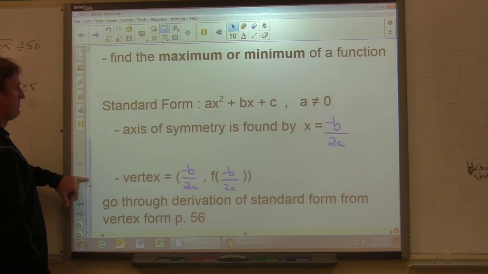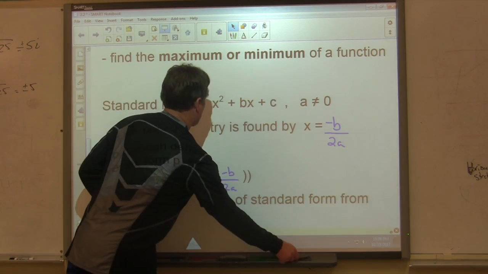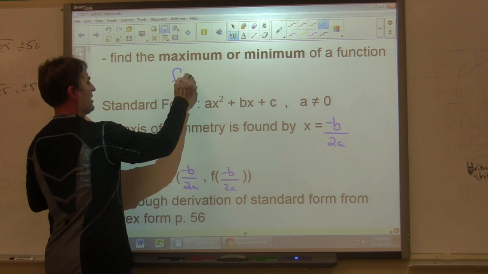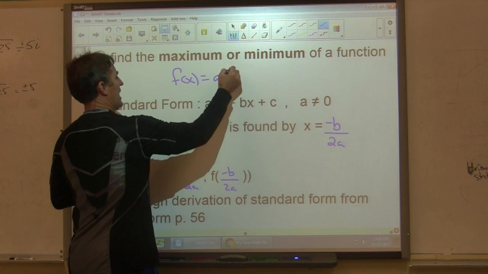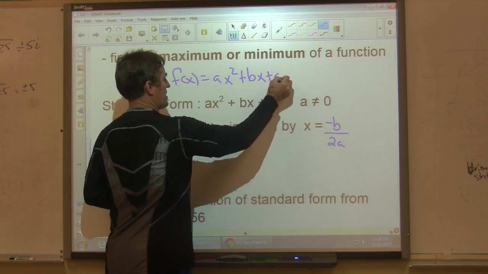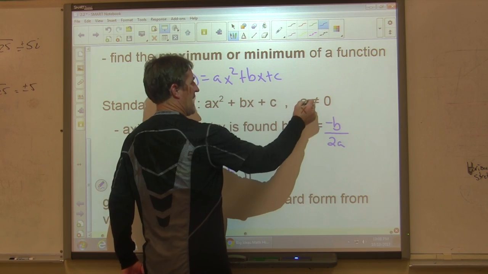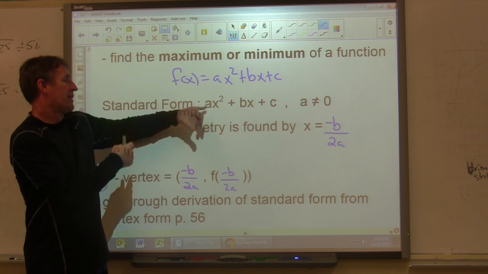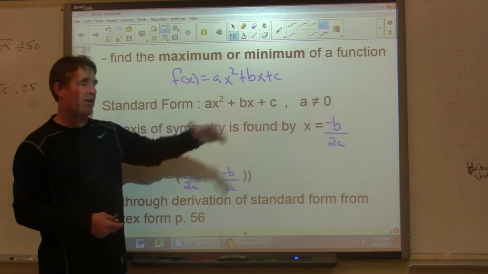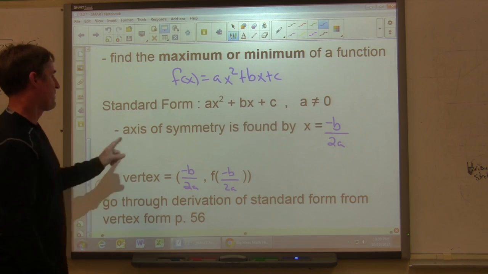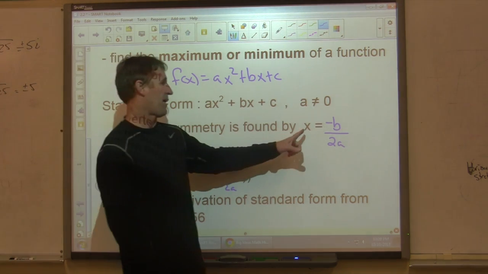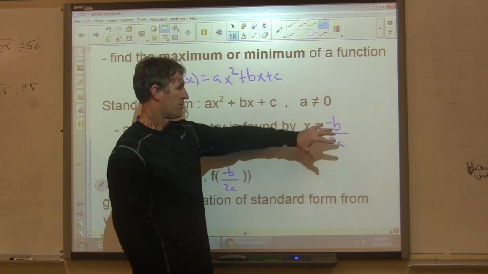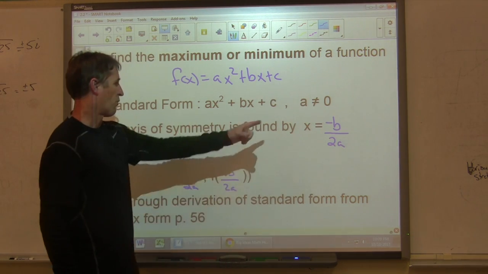So standard form. Standard form is when I write it in the form of ax squared plus bx plus c. And again, if that was a function, it would be f of x equals ax squared plus bx plus c. And the only restriction is this a cannot equal 0. Because if a was 0, then it would make this x squared disappear and we'd have a linear function and not a quadratic. So to find the axis of symmetry, that's found by using the equation x equals negative b over 2a. And you'll understand why we're using this in a minute. But that's the formula we use.